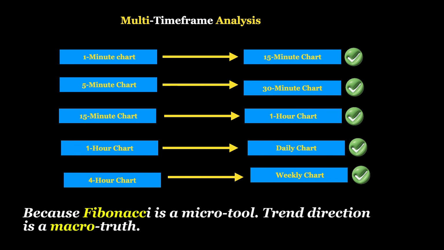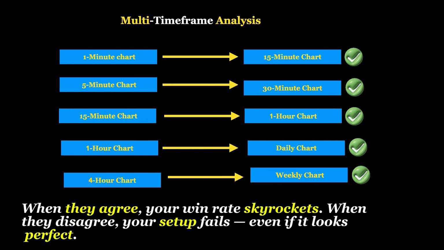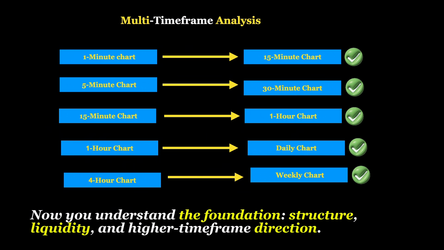Why? Because Fibonacci is a micro tool. Trend direction is a macro truth. When they agree, your win rate skyrockets. When they disagree, your setup fails, even if it looks perfect. Now you understand the foundation: structure, liquidity, and higher time frame direction.